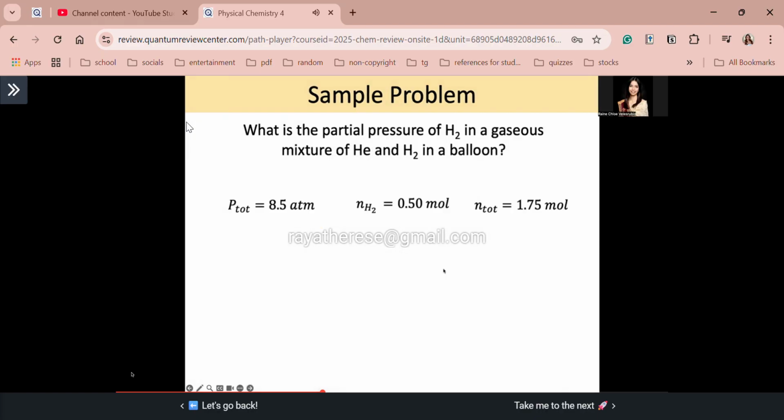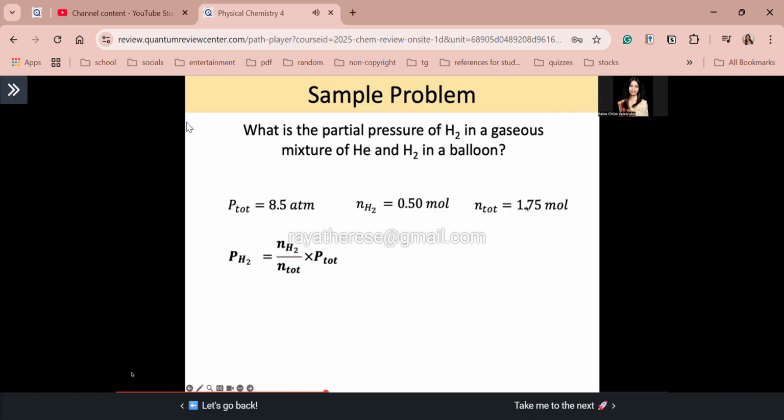And then lastly, we have the sample problem on partial pressures, or Dalton's law of partial pressures. What is the partial pressure of H2 in a gaseous mixture of He and H2 in a balloon? So here, guys, we have a mixture of two gases, He and H2. The total pressure of your mixture is 8.5 atmospheres, and the number of moles of your H2 is equal to 0.5 moles. The total number of moles is equal to 1.75 moles.